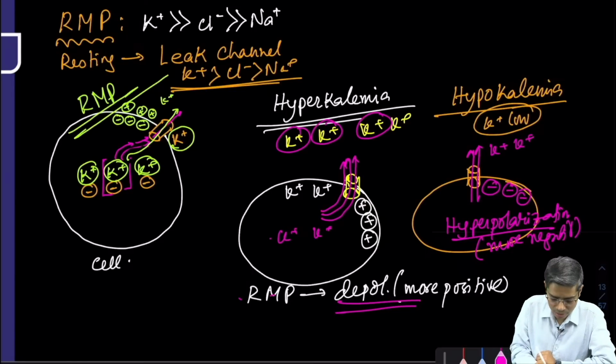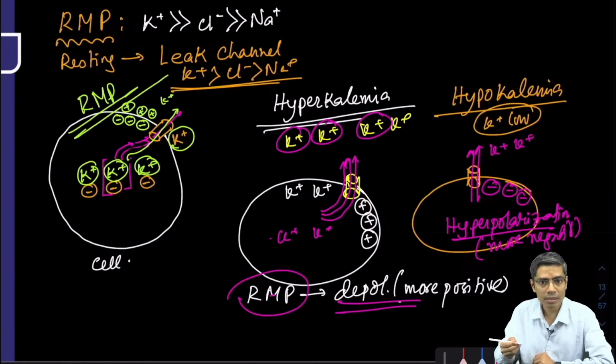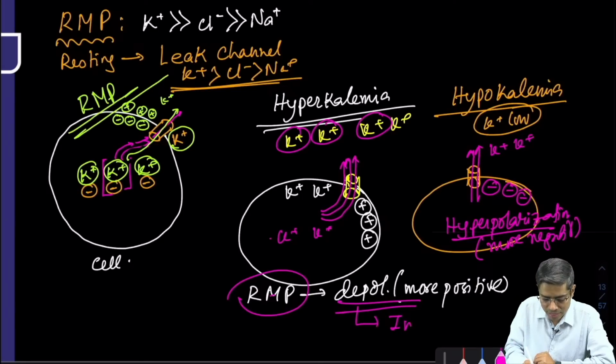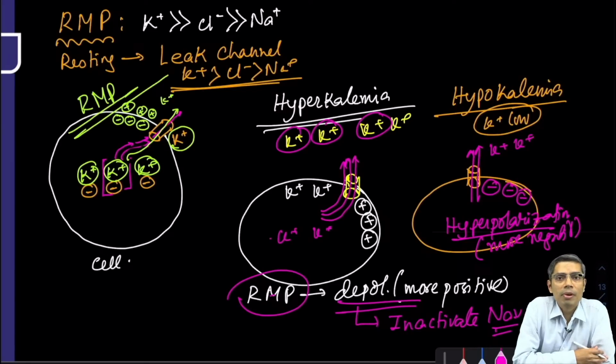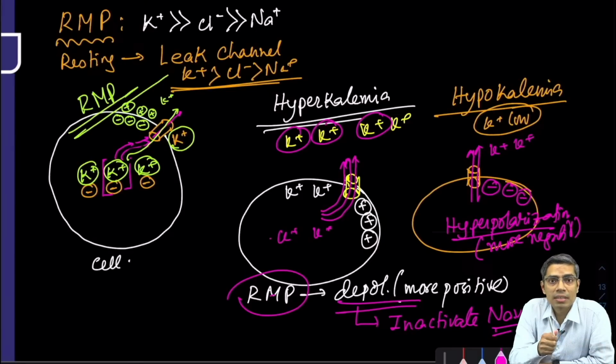Persistent depolarization, if it happens during hyperkalemia, what will happen? That depolarization is going to inactivate the voltage gated sodium channel, NaV. And if you inactivate the voltage gated sodium channel, what is going to happen? The voltage gated sodium channel is responsible for action potential generation in the heart as well as the neuron. So action potential will stop, and the heart will not be able to contract, because heart contraction starts after the action potential. So the heart will stop in diastole, which is the most dangerous condition.